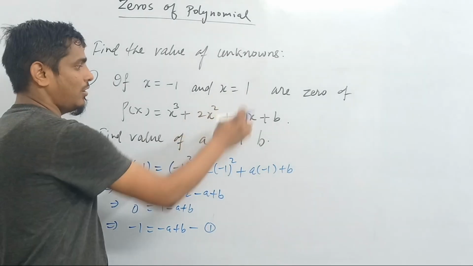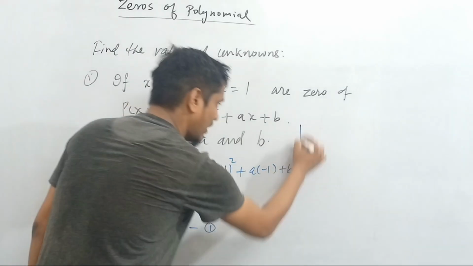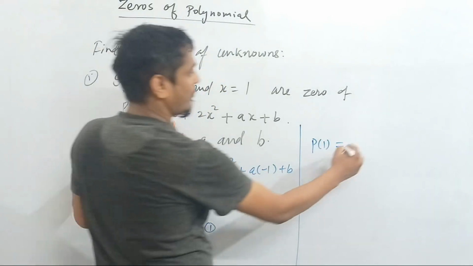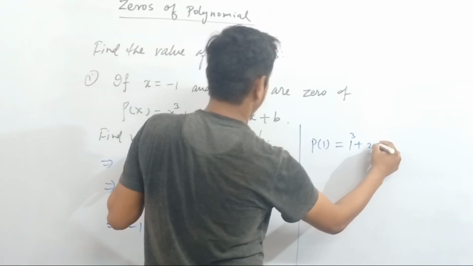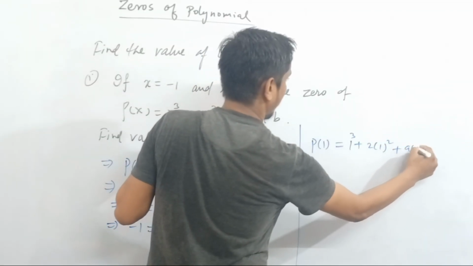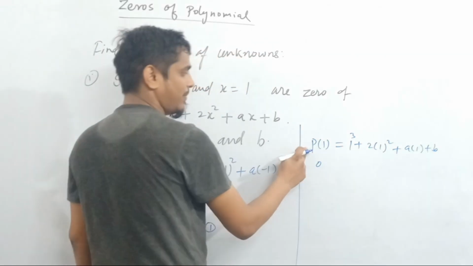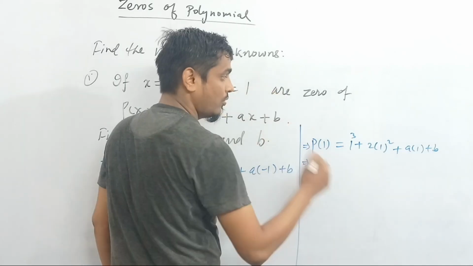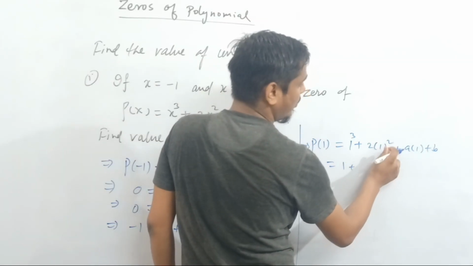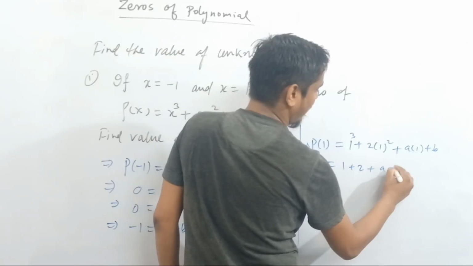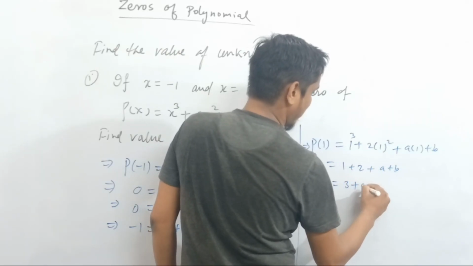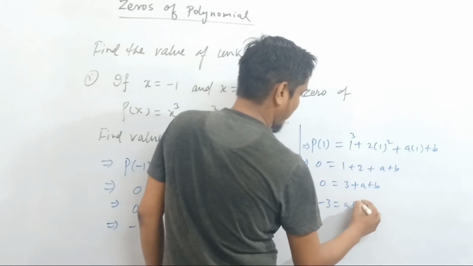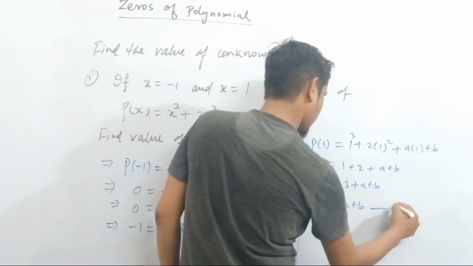Now x equal to 1 is also one of the zeros. So if we put p(1), that is going to give us 1 cube plus 2 times 1 square plus a times 1 plus b, and this is 0 as p(1) is 0, since at x equal to 1, the p(1) value is 0. Now this is 1, this is 2 into 1 square is 1 into 2 is 2, a plus b. So this is going to be 3 plus a plus b equal to 0. Now minus 3 is equal to a plus b. This is equation number 2.